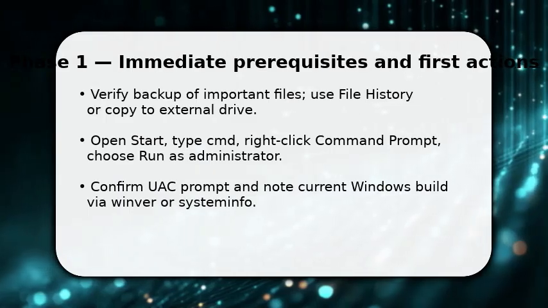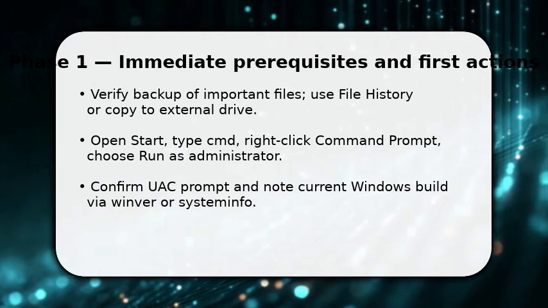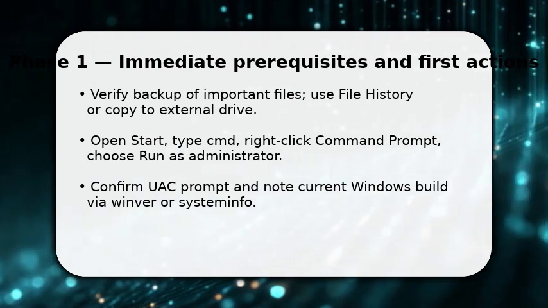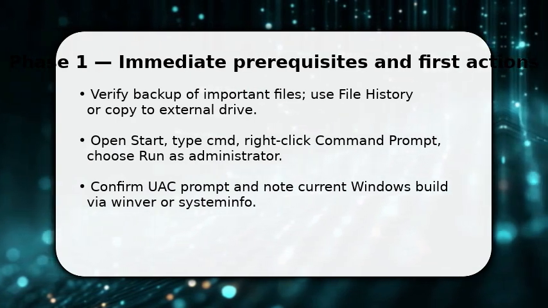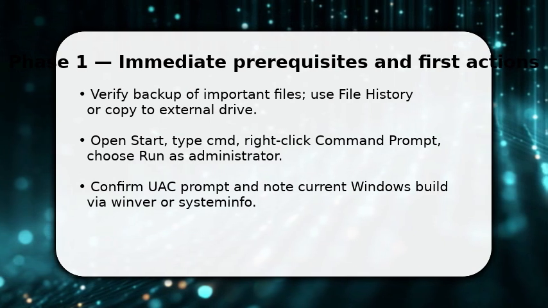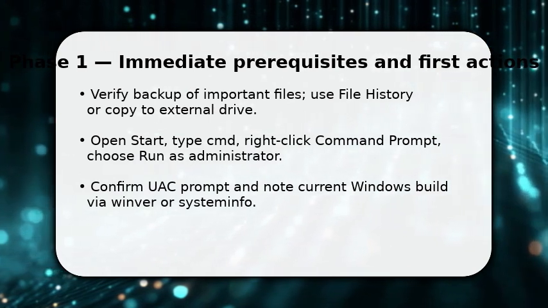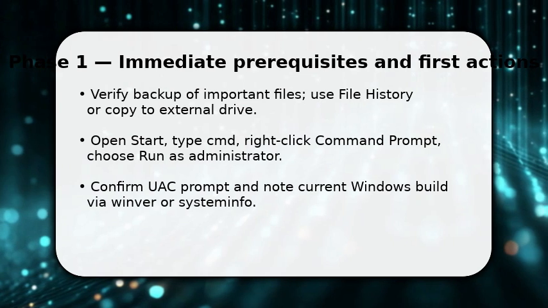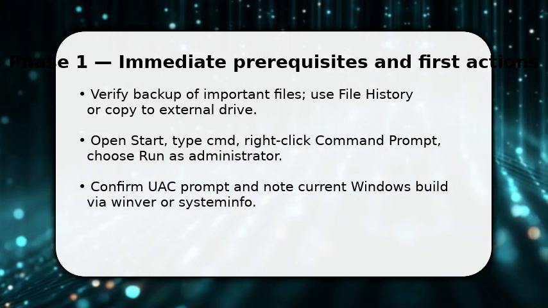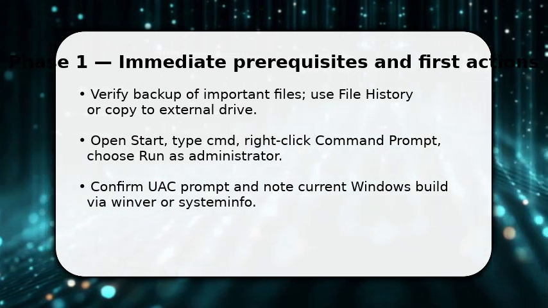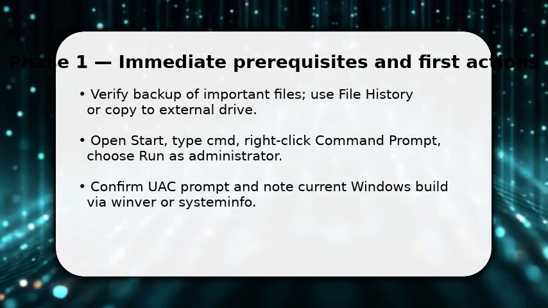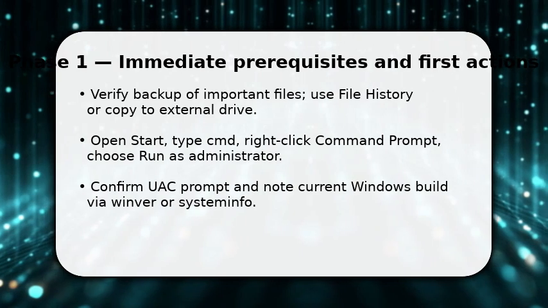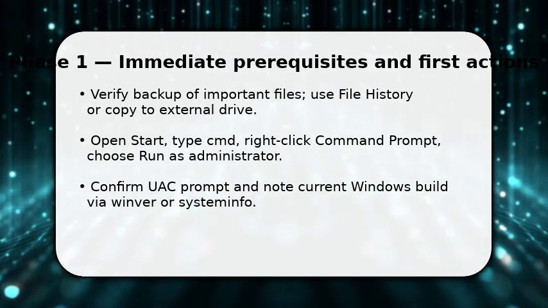You start by ensuring you have a recent backup so troubleshooting won't cost data. Once done, open Start, type CMD, then right-click Command Prompt and choose Run as Administrator. That gives full access. Make sure the UAC prompt is accepted. It's required. While in admin mode, run systeminfo to note your Windows build and uptime because some commands behave differently on older releases. Now you're ready to run the first repair commands with confidence.